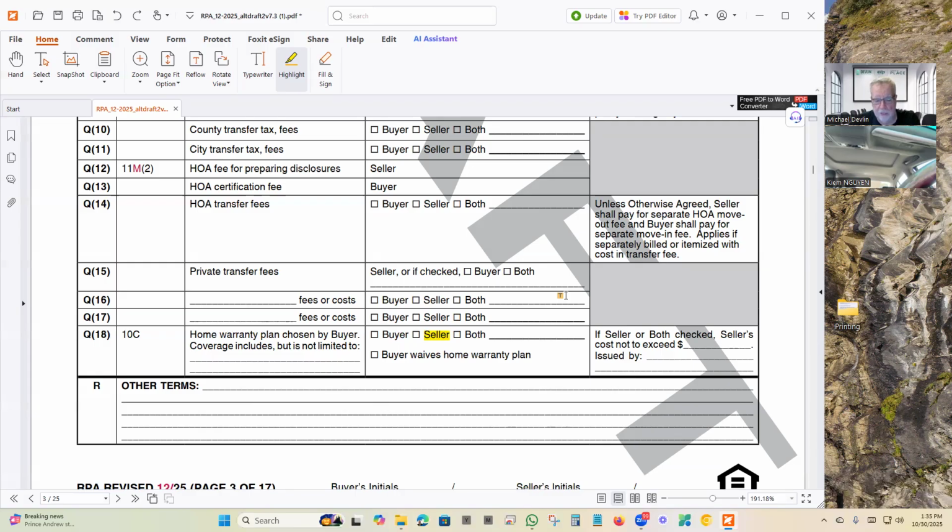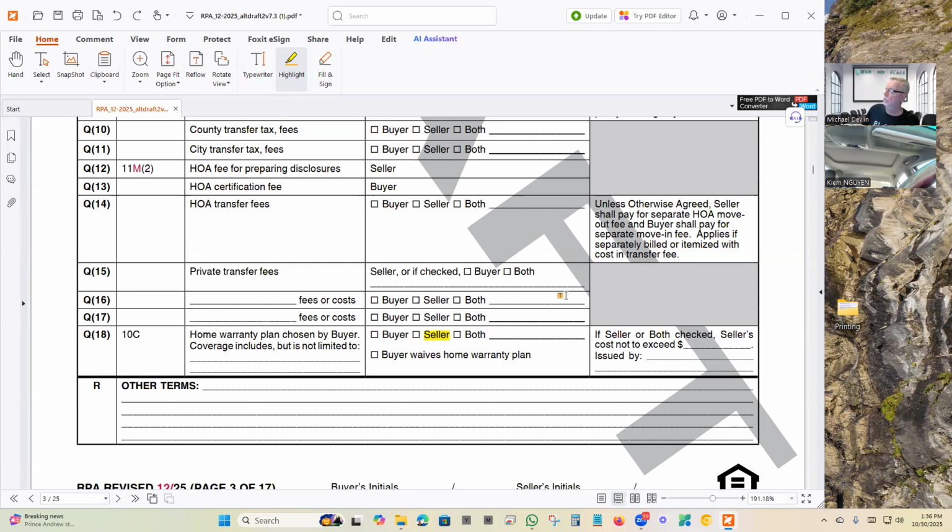You do not need to write in things here. Most of the time when I see agents write in things here, they're writing in things for who they like for the home warranty. That's going to change. I've been using Fidelity National, but we're going to have our own home warranty company, but I use Fidelity if you want to know.